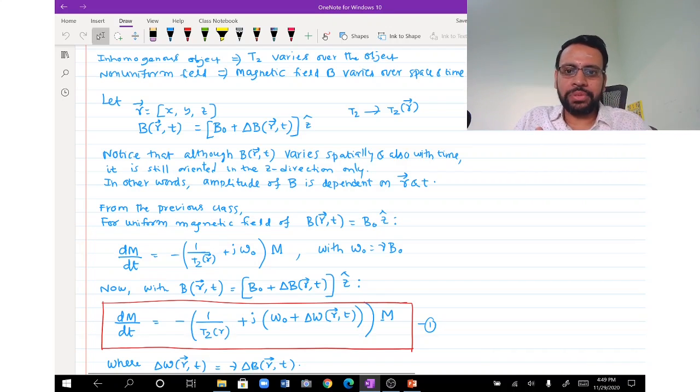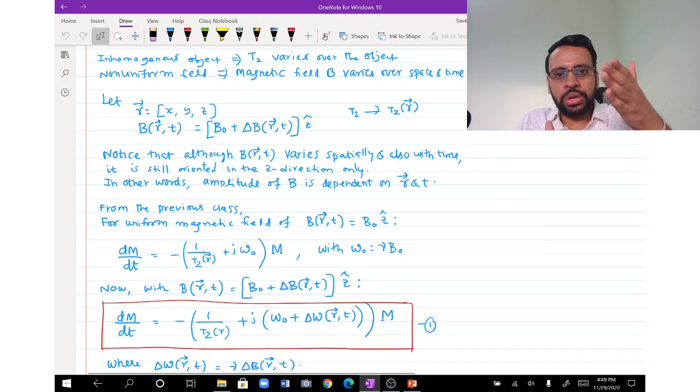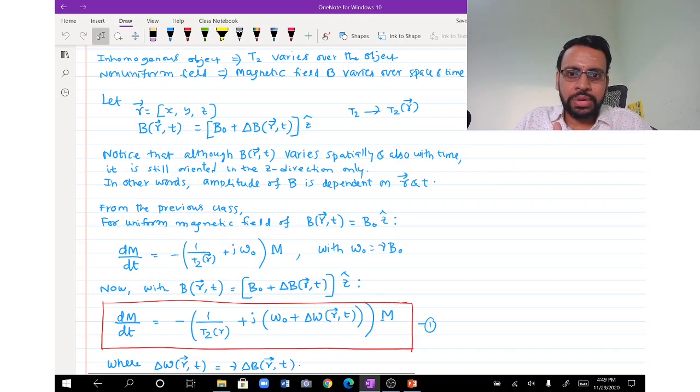So you still have at every point your B value in the Z direction only, but the amplitude of that vector, earlier in the previous class we had a uniform magnetic field, so we simply had B naught there. What we are now newly adding here is delta B of r bar comma t. There is a new function that we are adding here, delta B of r bar comma t. As the parameters indicate, delta B is a function dependent on X, Y, Z as well as t.